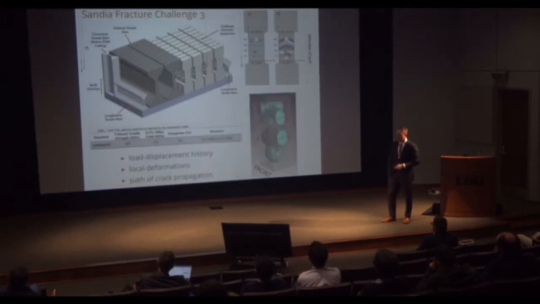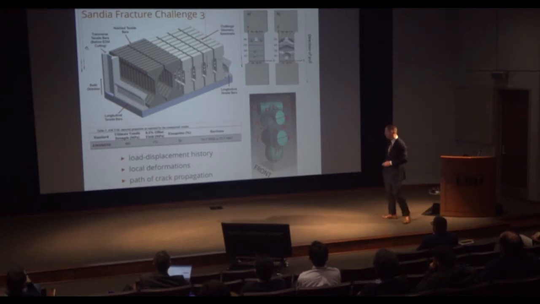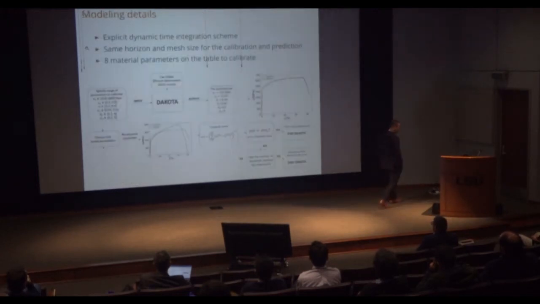So again, Sandia Fracture Challenge 3, I think I described it really well. These are the internal features of that sample geometry, and we were asked to predict the load displacement history, the surface deformation at the points labeled P, and the path of crack propagation, as well as the strains along those blue lines. So all of that was asked for prediction.